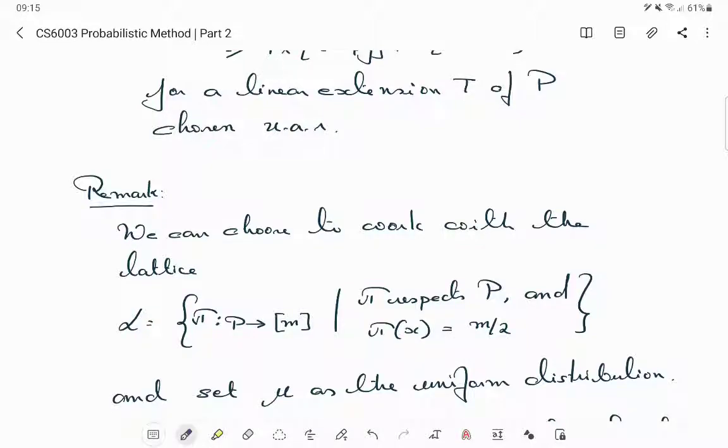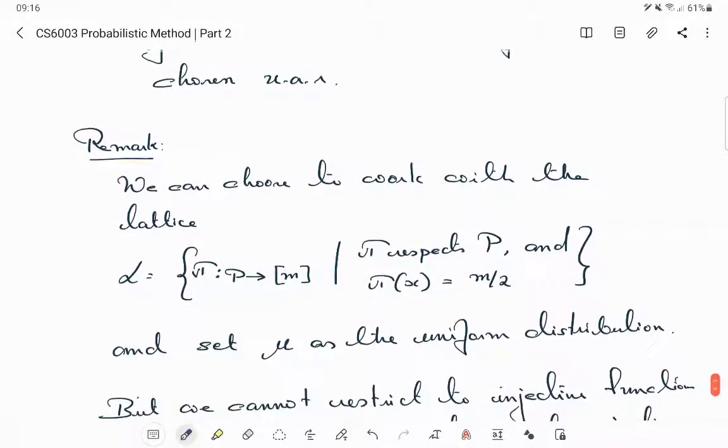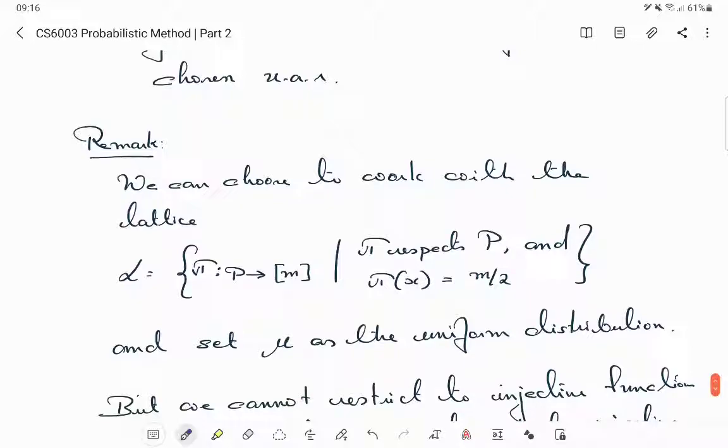This remark is something which I had already said. We can in fact choose to work with the lattice, which is just all those functions which respect p as well as x is mapped to m by 2. Take m to be an even number and set mu as a uniform distribution on this. Okay, work it out in this way. Working it out will probably help you appreciate the proof better.